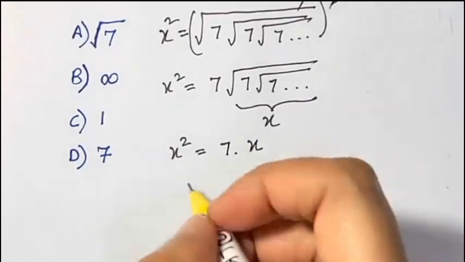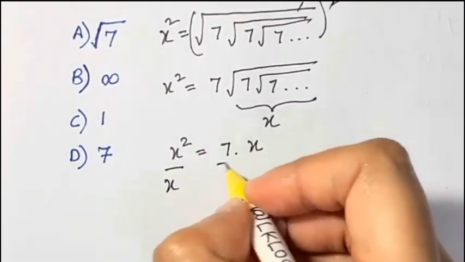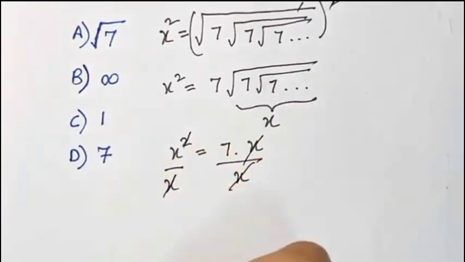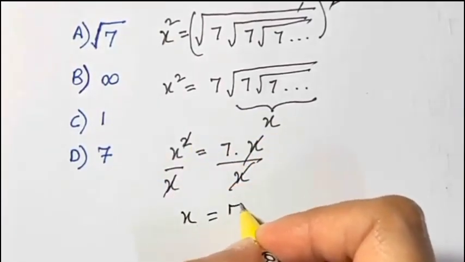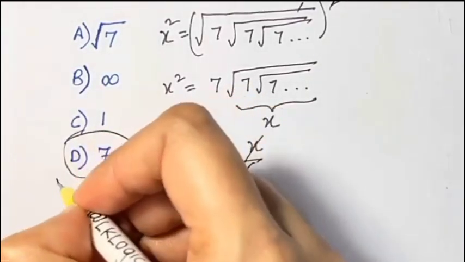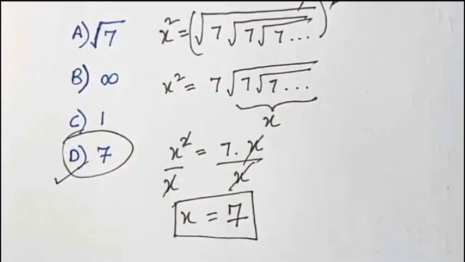Now, just divide both sides by x to eliminate this x. So this and this get eliminated, so x is equal to 7, and that's your answer. The solution is D, x is equal to 7. Hope you enjoyed it.